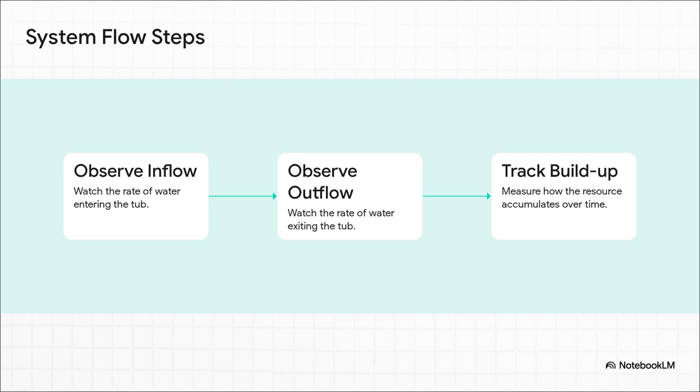And the sequence they use to guide the viewer through this is incredibly deliberate. Step 1, observe the inflow. Step 2, observe the outflow. And step 3, track the accumulation. What's so fascinating here is that this isn't just a how-to guide for a bathtub. This is literally the fundamental algorithm of all systems analysis.